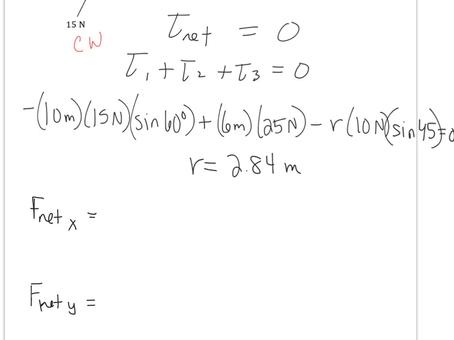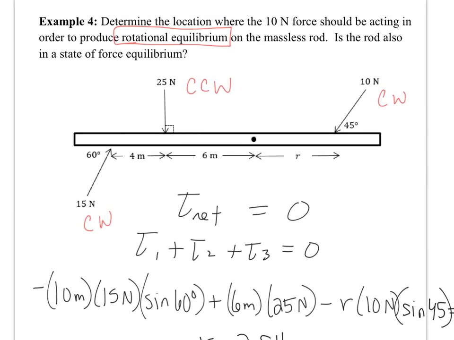So we have to go back to our diagram for a moment. I can see clearly here that this is acting up and to the right, so that's got some x component to the right. This is acting down and to the left, that's got an x component to the left. This is only acting down, so it's only got a y component. This is acting to the right, as we said, so it's positive. This is acting to the left, so force-wise, it's negative. So here I'm going to use 15 cos 60, and then I'm going to have a minus 10 cos 45.